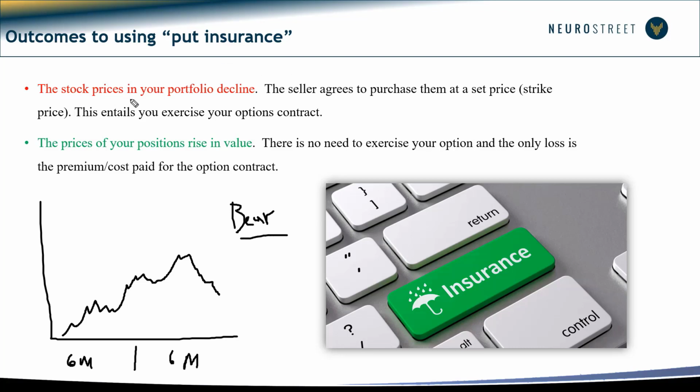So basically, the stock prices in your portfolio are declining. The seller agrees to purchase them at a set price. This entails you exercise your options contract. If the prices of your positions rise in value, there is no need to exercise your option, only loss. So essentially, let me explain this. You buy puts.